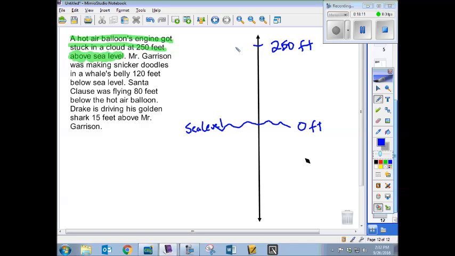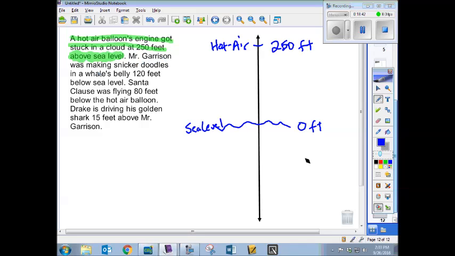So, if you want to draw a little balloon. It's a hot air balloon up there at 250 feet. Everybody knew that because that's the easy one. That's the easy one because that's giving you how many feet it is above the sea level. So that's easy. Okay, now let's go down to the next one.